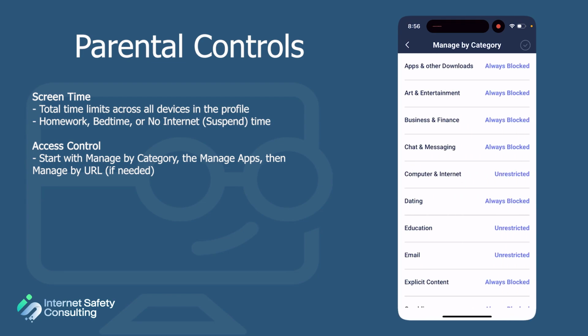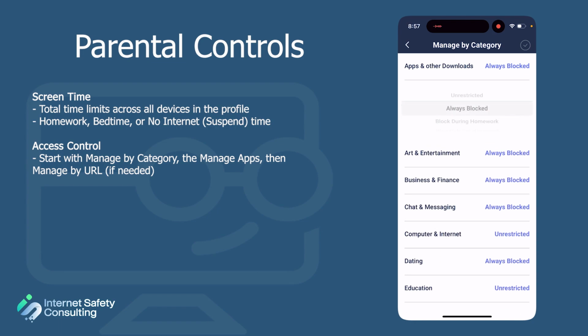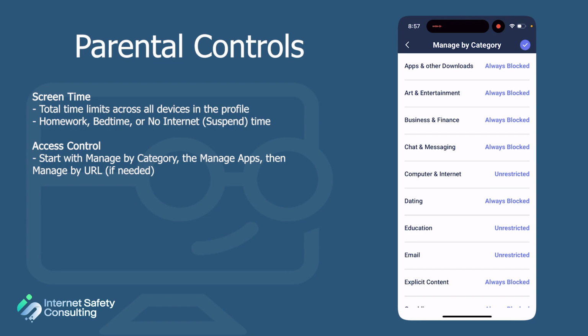So every single request from every device in this profile that goes across the internet is going to be categorized into one of these categories. For each category, you can set the level of access control you want. The access control settings are first unrestricted, meaning they are always allowed, always blocked, block during homework, or allow only for homework. As you can see here, there are already different settings applied to each of these categories.